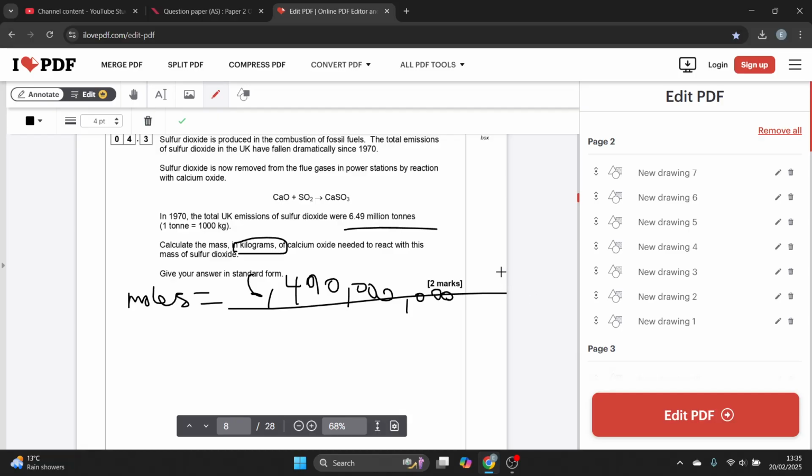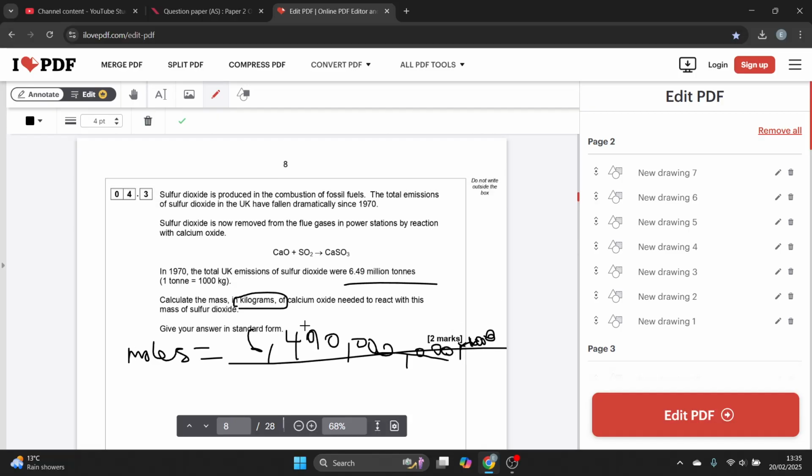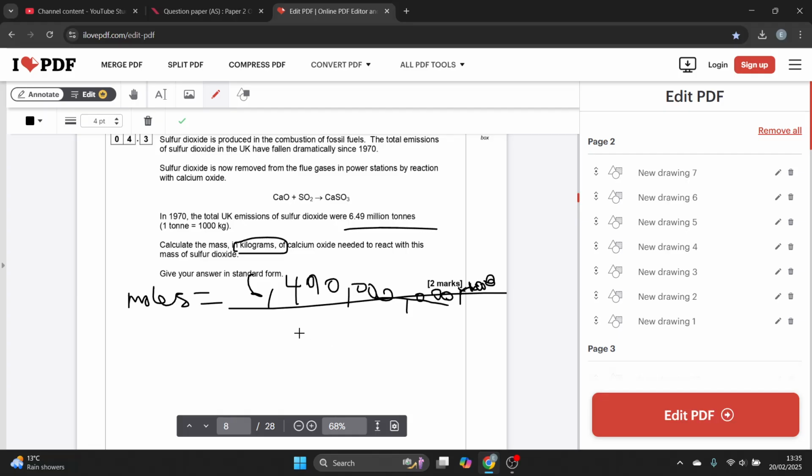But for moles, in mass over Mr, mass is always measured in grams. So then you times it by 1000 again. So add another 3 zeros. Divided by the Mr of sulfur dioxide, 32.1 plus 16 plus 16. Put it on a calculator. 32.1 plus 16 plus 16. 1.012 times by 10 to the power 11.